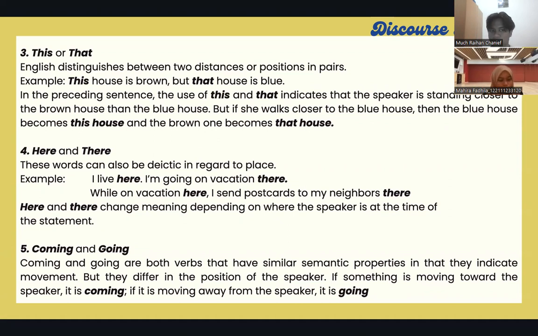And then number five, coming and going. Coming and going are both verbs that have similar semantic properties in that they indicate movement, but they differ in the position of the speaker. If something is moving toward the speaker, it is coming. If it is moving away from the speaker, it is going.